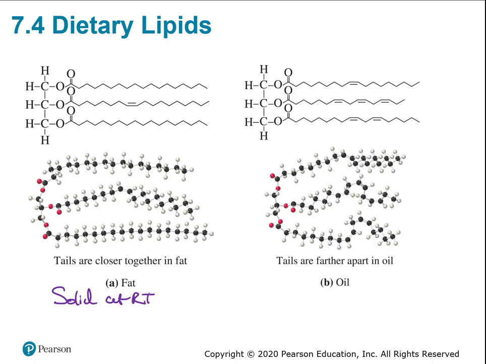And do you see how when you look at the ball and stick structure, those long chains are much straighter? That allows them to pack in tighter. Oils, on the other hand, tend to have more double bonds, and those double bonds always put a bend in the molecule, so you can see how that chain doesn't fit together really tight. That's why these tend to be liquid at room temperature.